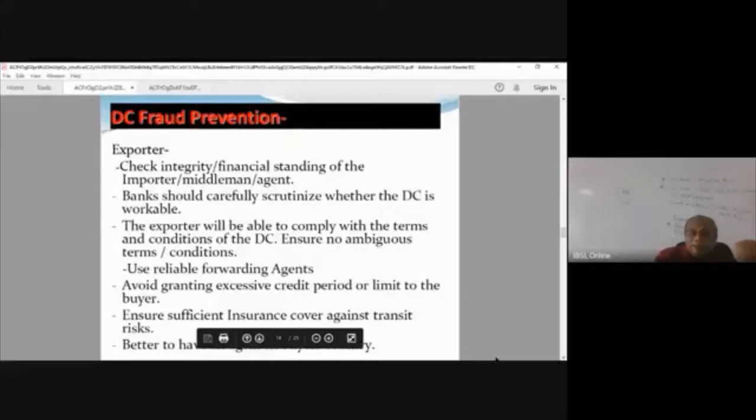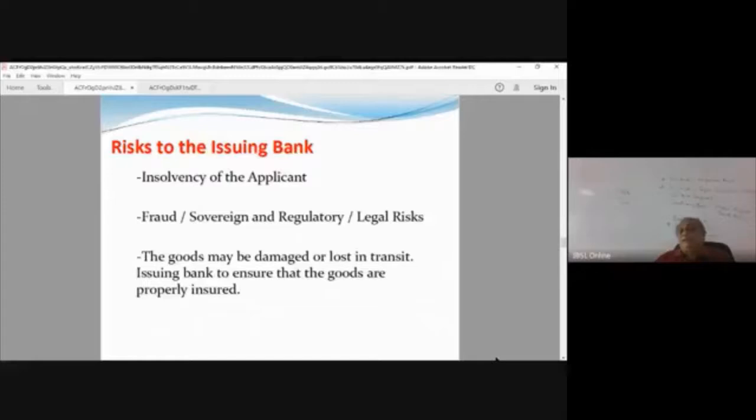Then we'll discuss the risk to the issuing bank. Now we have discussed what the risks to the importer are. We have discussed what the risks to the exporter are. I just went through that because most of the things happening either to the importer or exporter, we have discussed earlier with various stories. Now we'll see the risk to the issuing bank. When we issue an LC, who is going to give the irrevocable undertaking to the beneficiary?